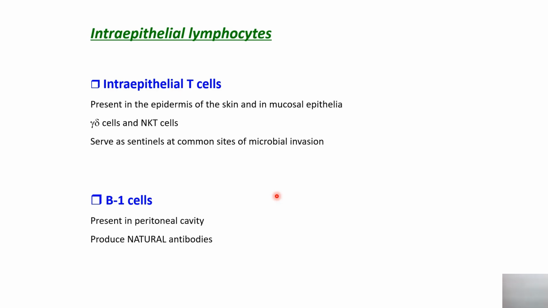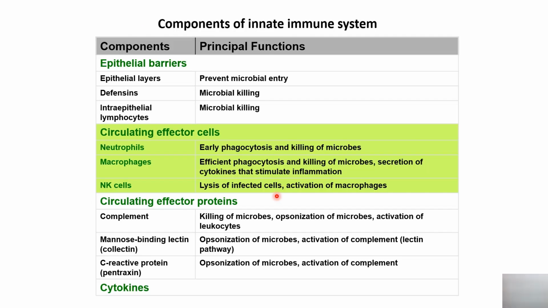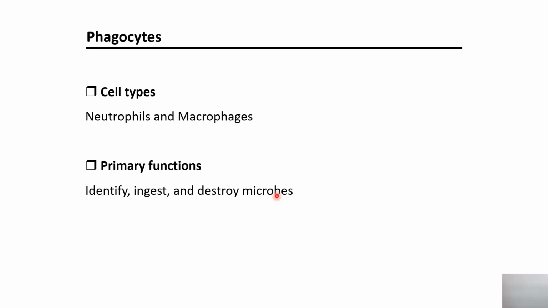We have the intraepithelial T cells, present in the epidermis and mucosal epithelia, and they serve as sentinels at common sites of microbial infection. Then we have B1 cells present in the peritoneal cavity, which produce natural antibodies. So we read these cell types and primary functions: identify, ingest, and destroy microbes.